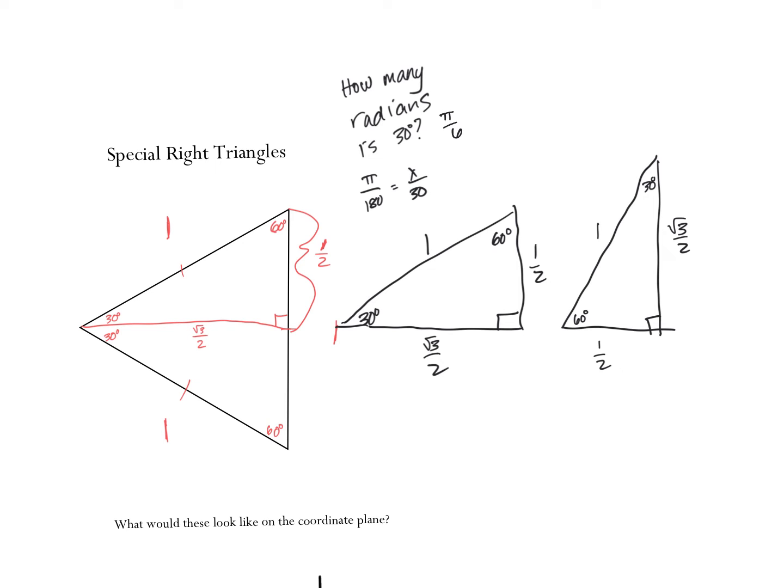Is everybody good? 1/6 pi. So what would that say about 60 degrees?